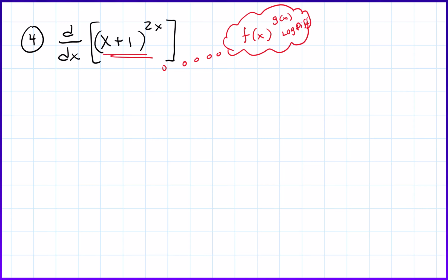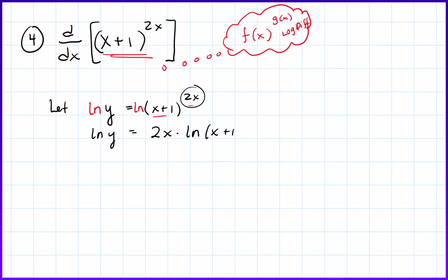So I'm going to come in here, and because this was given to us in slightly different notation, I'm going to introduce the y here: let y equal x plus 1 to the 2x. And then since I'm looking at that and thinking that's not exponential, that's not power rule, that is a function raised to a function, I need to do something here to get this into a form I can take the derivative of, and that's where that handy log comes in. I'm going to introduce a log to both sides, and then the natural log of y equals, that brings that power down, 2x times the natural log of x plus 1.